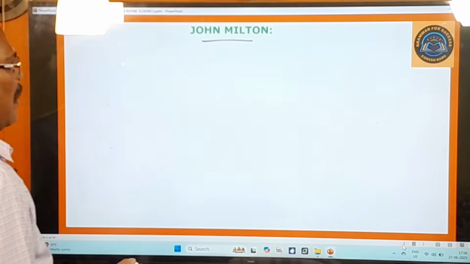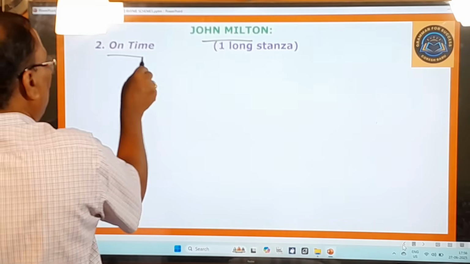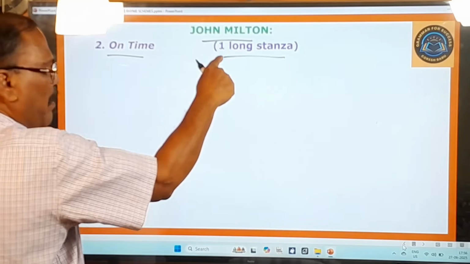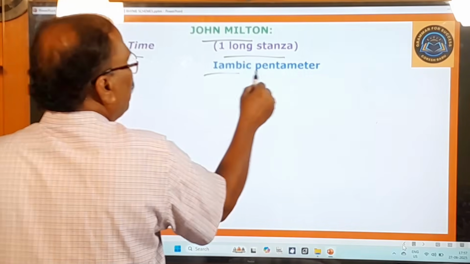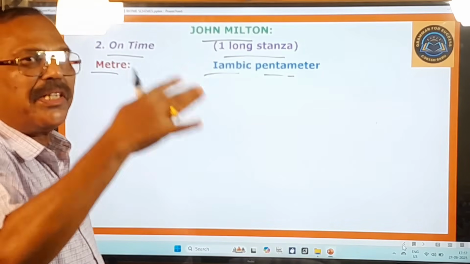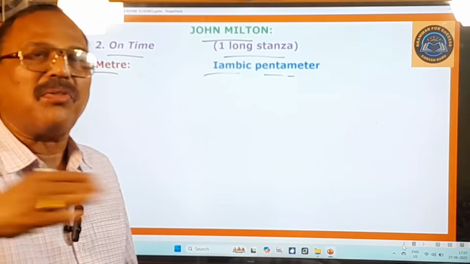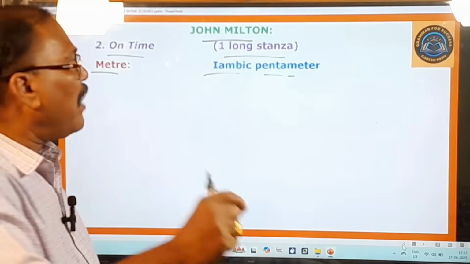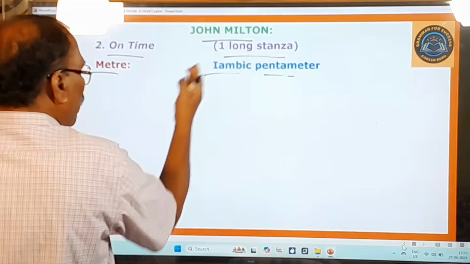John Milton's poems are there now. There are 2 John Milton's poems and one is On Time. In this poem, 1 long stanza is there. Keep that point in your mind. And what is the meter followed in this poem? Iambic pentameter again. That means 5 iambic metrical feet will be there. Da-dum, da-dum, da-dum, da-dum, da-dum. So in this way 5 iambic metrical feet will be there in that line, and therefore it is called an iambic pentameter, right? That is the meter followed in this poem.